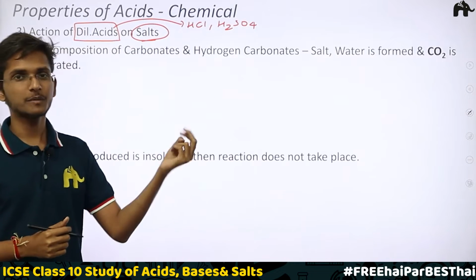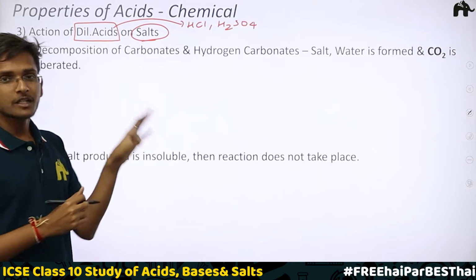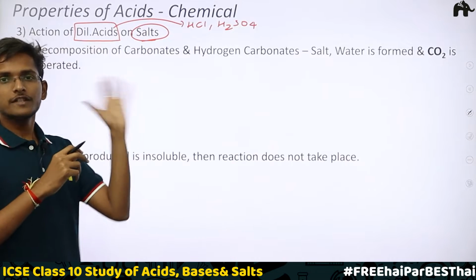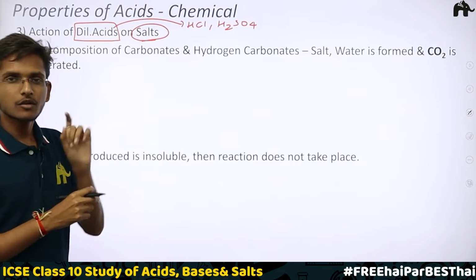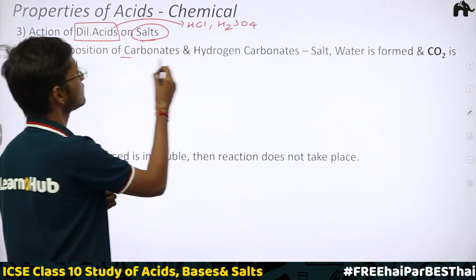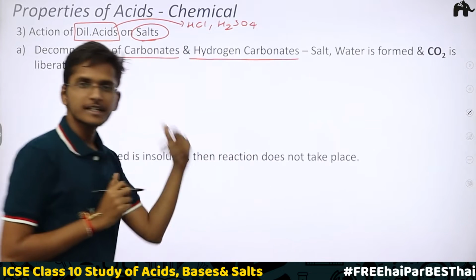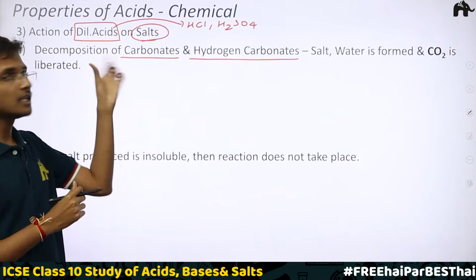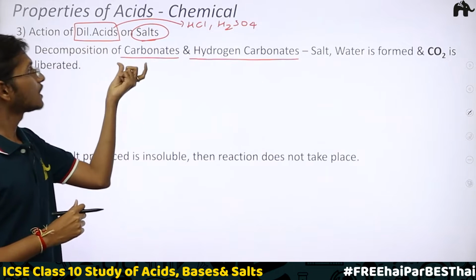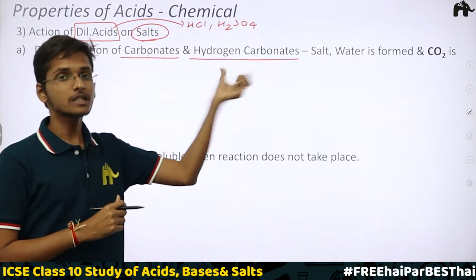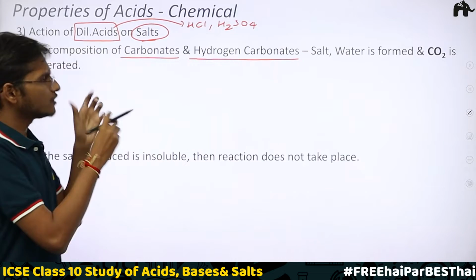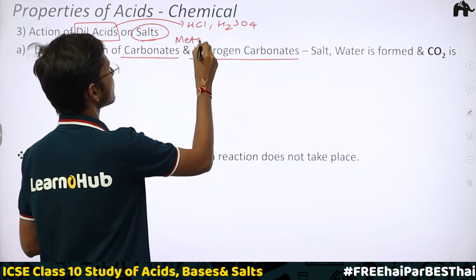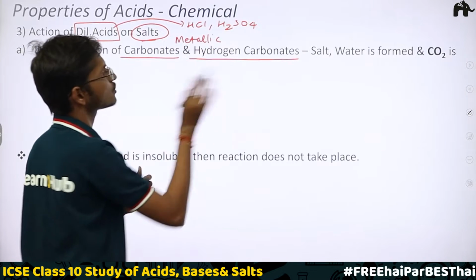Okay, the second reaction was with bases, and the third is with salts. Now we are going to see three types of salts on which the dilute acids act. First is the carbonates and hydrogen carbonates, second is sulfites, and third is sulfites. Okay, so we are going to see it later on. First we are going to see the action of dilute acids on carbonates and hydrogen carbonates. Specifically, we are going to see metallic carbonates and metallic hydrogen carbonates.